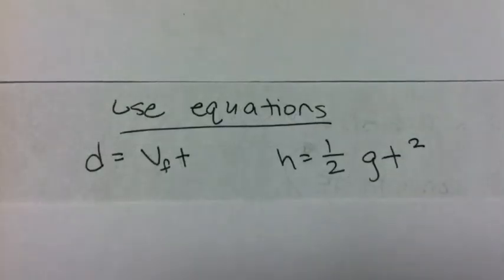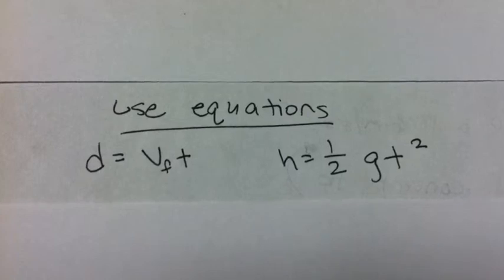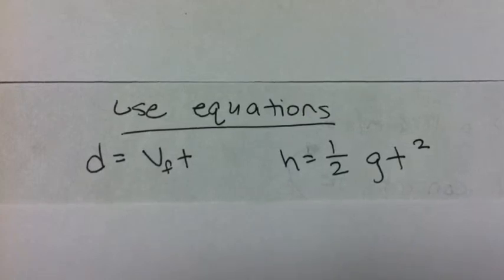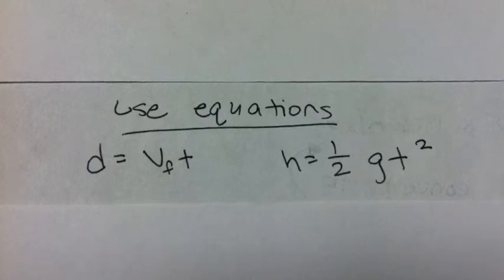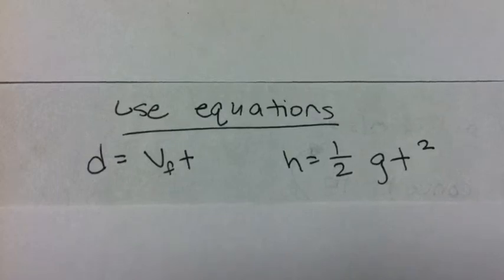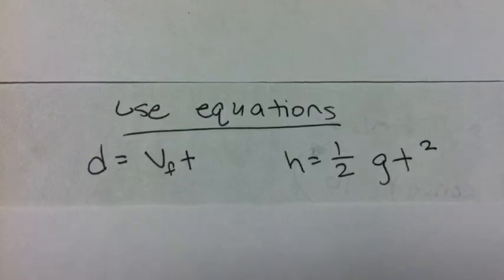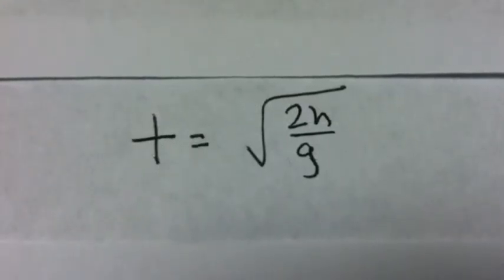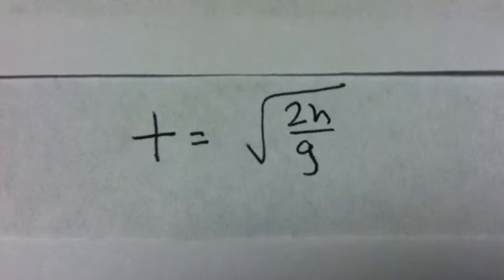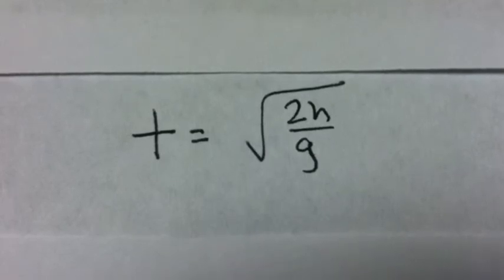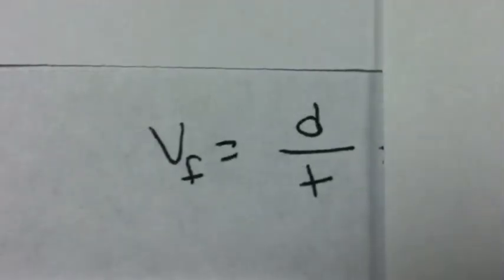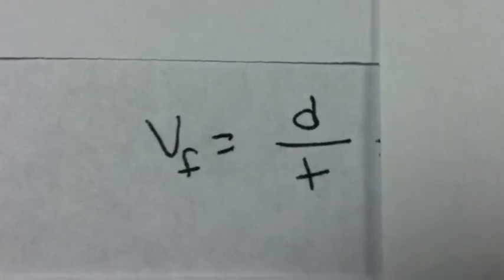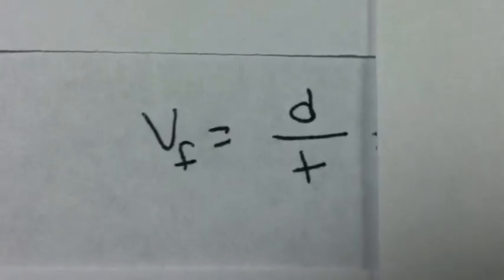Next, we use these equations, where distance equals velocity final times time, and h equals 1/2 gravity times time squared. When you rearrange the height formula, you will get time equals the square root of 2 times h divided by gravity. When you rearrange the distance formula, you will get velocity final equals distance divided by time.